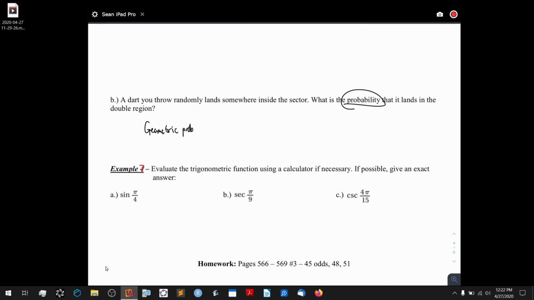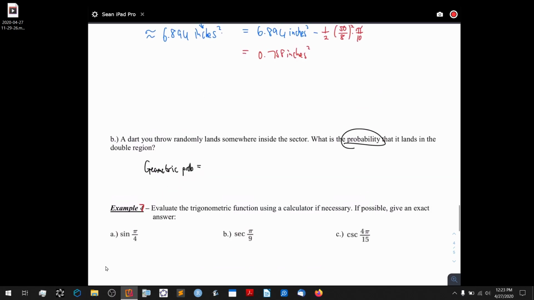Okay, and how geometric probability works is you take the area that you want to know the chance that your dart lands in, divided by the total area. So the geometric probability here is the area in question, the area of the double region, which we just found, over the total area of the dartboard.